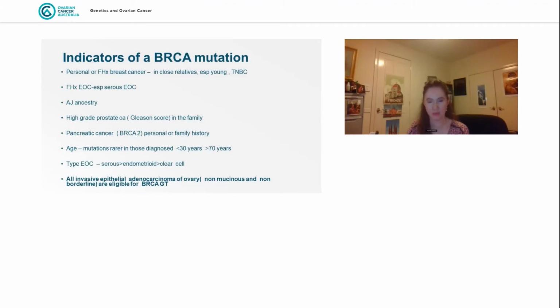Some of the indicators we look for are a personal or family history of breast cancer in close relatives, particularly young age or triple negative. We look for other people who've had high-grade serous epithelial ovarian cancer, ancestry, and high-grade prostate cancer, as determined by the Gleason score in the family, can be an indicator. Pancreatic cancer in the family. The age of the person, so BRCA mutations are less common in women diagnosed under 30 or over 70, so more typically in that middle range. And as I said, more typically serous, but can also be endometrioid and clear cell. So all invasive epithelial adenocarcinomas of the ovary that are not mucinous and are not borderline are generally considered eligible for BRCA testing. Some units apply an upper age limit of 65 or 70, but not all.